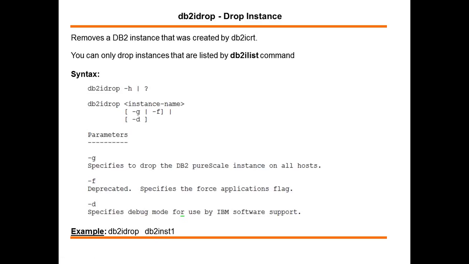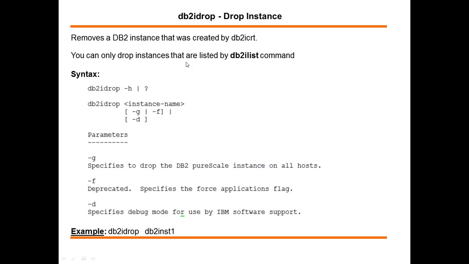But Ravi, yes, Shannon, sorry. When we say db2idrop, does that have to be root, or whichever instance you're dropping? Again, it's root. Right. You can only drop instances that are created by db2icrt. So whoever runs db2icrt has to be the one running this db2idrop.